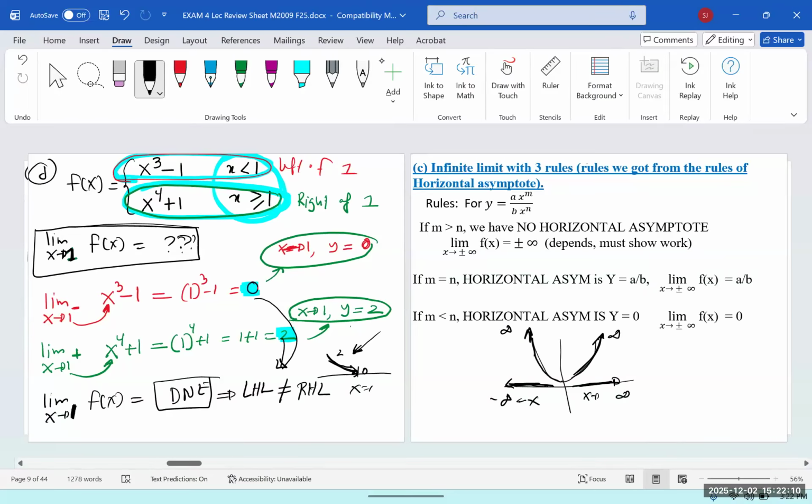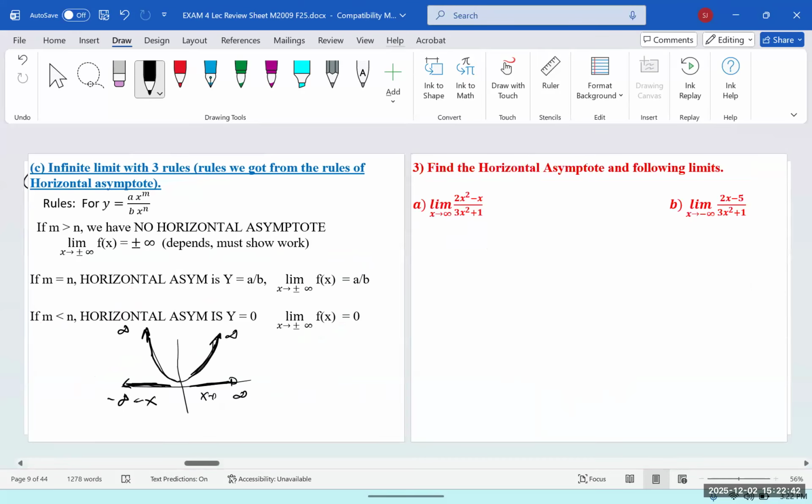Okay, so limit at infinity. How do we know what the y value is when x is positive infinity or negative infinity? We use the three rules for horizontal asymptote. Let me just go over them briefly.